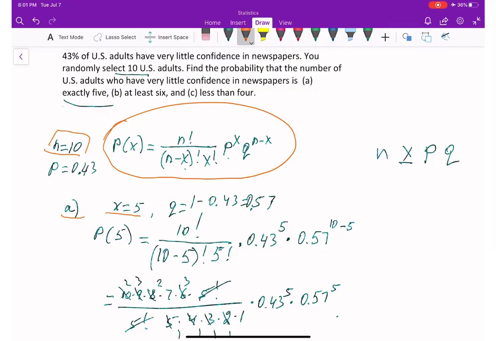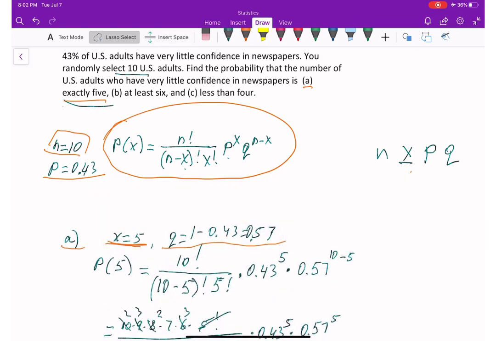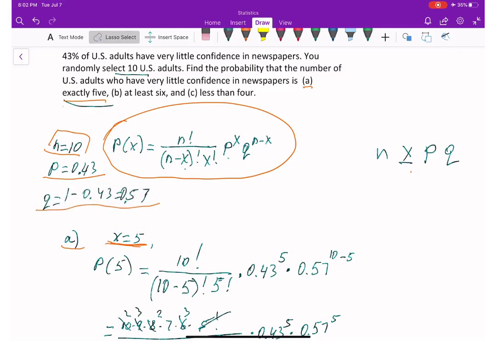X, it's given in A, here it is, exactly 5. So I wrote down, we have it, 5. P is 0.43, and Q we can calculate accordingly. 1 minus 0.43 gets 0.57. Okay, actually this Q I can move out of this question A because Q is going to be common for all these questions. Therefore, I will move it out here as a common calculation for all of them, all A, B, C.